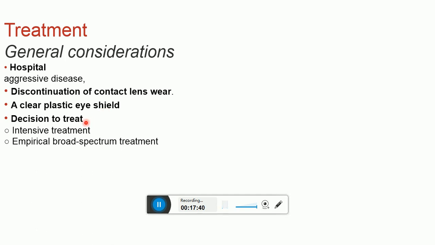Decision to treat. Intensive treatment may not be required for small infiltrates that are clinically sterile and may be treated by lower frequency topical antibiotic and/or steroid and by temporary cessation of contact lens wear. It is important to note that the causative organism cannot be defined reliably from the morphological appearance of the ulcer. Empirical broad spectrum treatment is usually initiated before microscopy results are available.